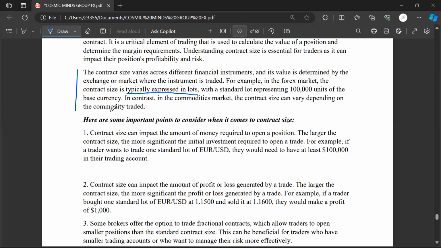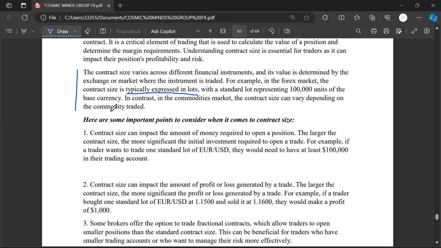It depends on whether your profit or your loss will be higher or lower. It depends on the contract size that you are trading, or better said, the lot size that you are trading. The larger the contract size, the more significant the profit or loss generated by a trade.